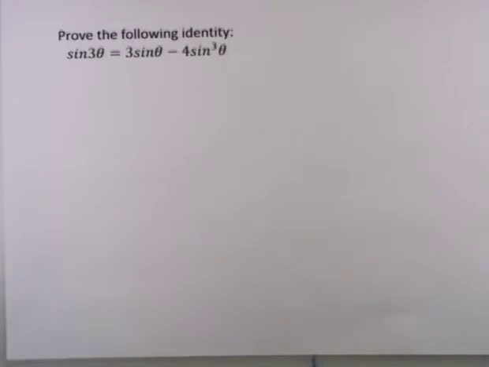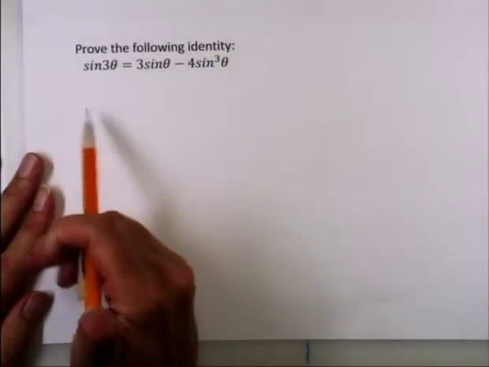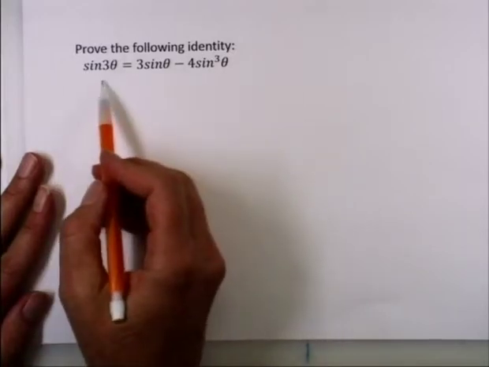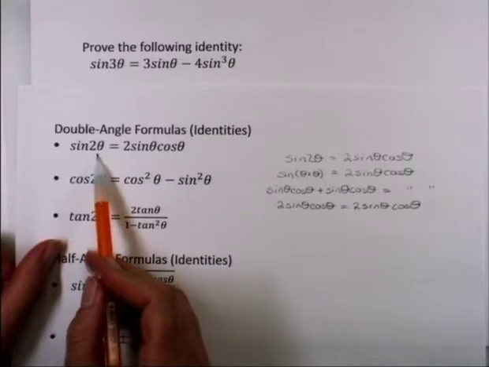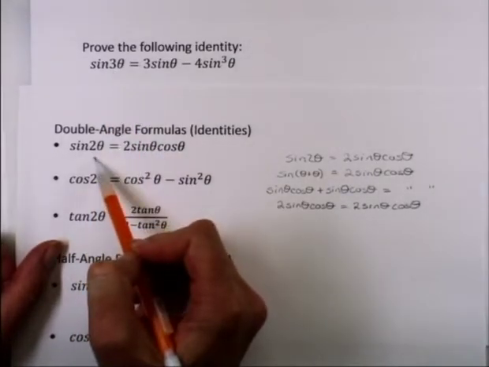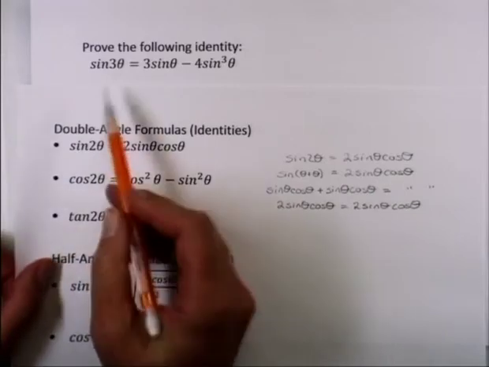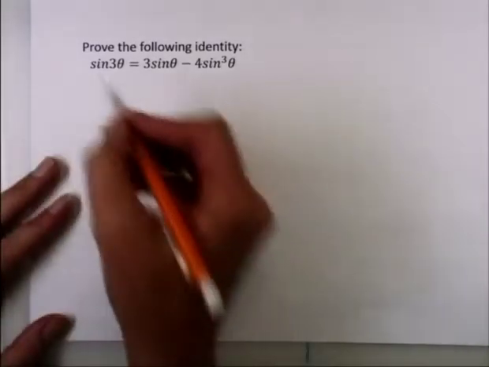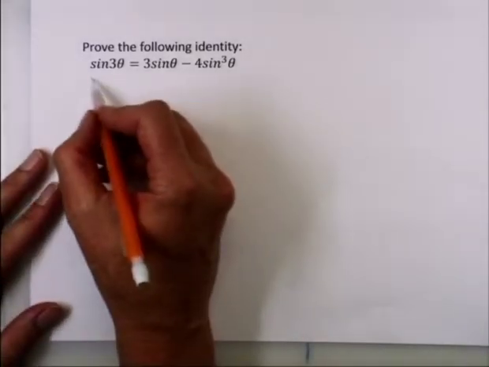Now, here's another one that we're going to try. On this one, they want us to prove the identity. So I notice that I have a multiple angle here, but it's not a double angle. And I have my double angle identities for sine, but this is a 3 theta, and I only have an identity for 2 theta. So what I'm going to do with this is I'm going to go ahead and just do what I can.